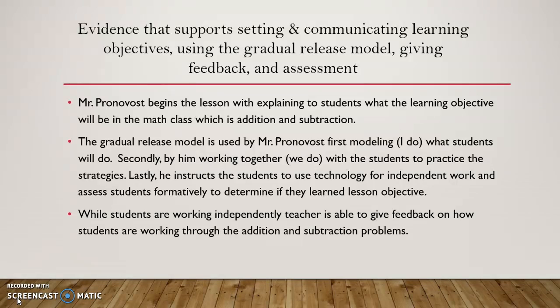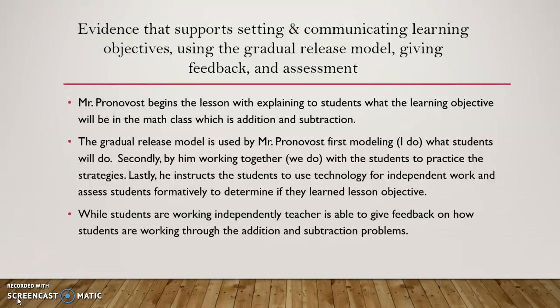lesson. He also uses the gradual release model by going through the steps of I do, we do, as well as you do. I just realized I forgot to type that in there, but the last one would have been you do. The I do is where he models what they should do in regards to the math, addition, and subtraction problems.